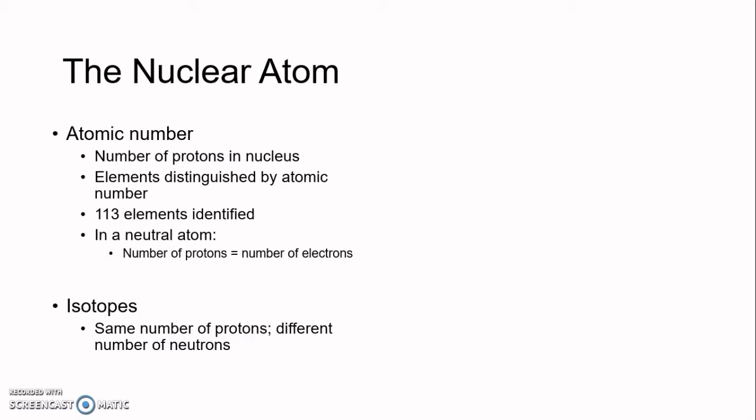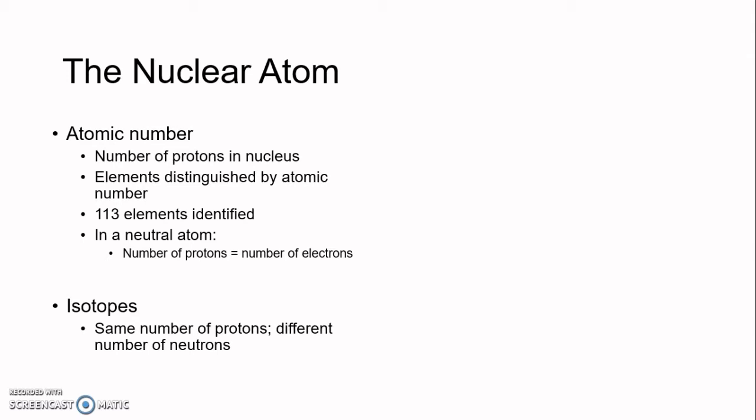So hydrogen, for instance, is an atom with one proton. Helium would be an atom with two protons. Lithium, an atom with three protons, and so on. There are 113 different elements that are identified. In other words, there are elements 1 through 113, each with that particular number of protons.